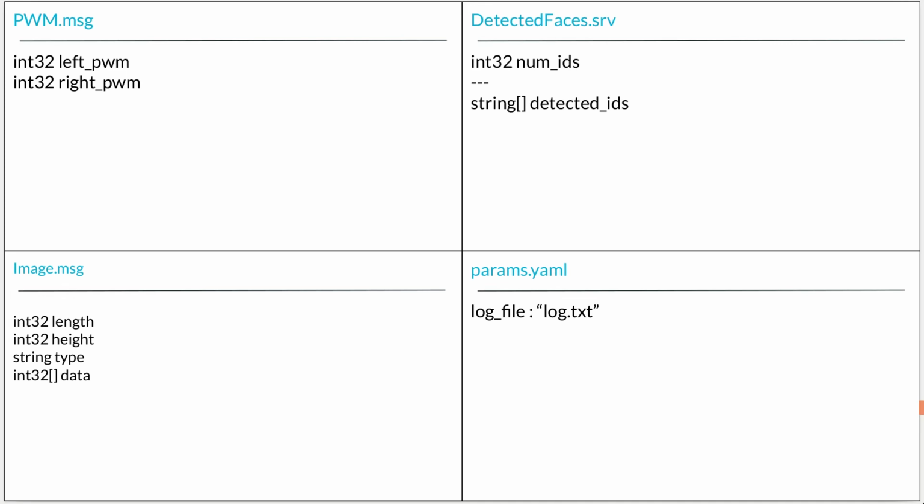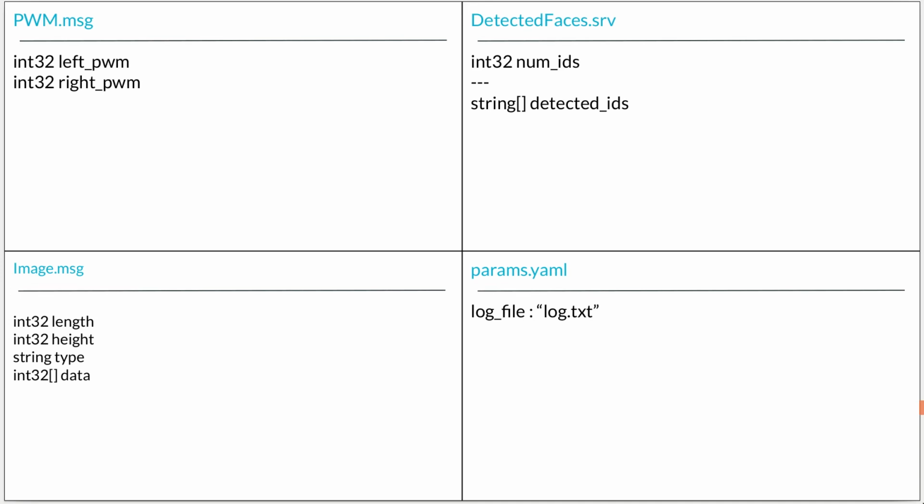The image message is structured similarly, with 2 integers to denote the length and height of the image in terms of the number of pixels, and a string to denote the type of the image. A few examples of types could be RGB or grayscale. Finally, a one-dimensional integer array is used to store the image data. A point to note here is that ROS messages do not handle multi-dimensional arrays. So such arrays can be expanded to put all the data in a continuous single-dimension array and later reconstructed on the receiving end, or we can use multiple message types to form complex structures.